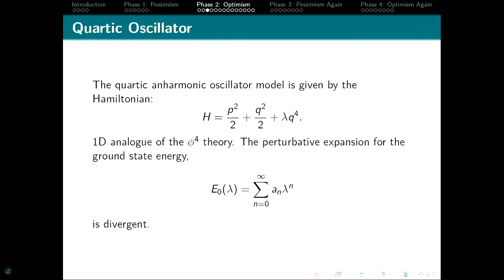So yeah, this is a quartic anharmonic oscillator model. This is the usual sort of Hamiltonian of the harmonic oscillator, and then we've added on an additional term that's quartic in the position, which can be viewed as an analog of the phi to the 4 theory in one dimension. It turns out if you try to write a perturbative expansion for the ground state of this model, in the same way that I was talking about earlier for QFT observables, this is a divergent series.